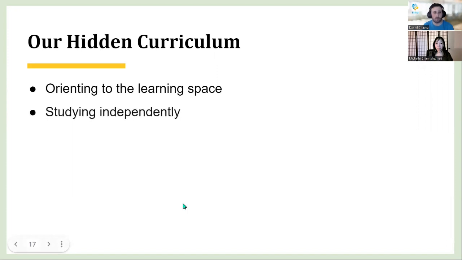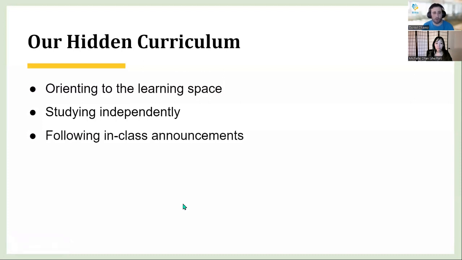As teachers, we believe that good students need to be capable of independent study. Broadly speaking, our teachers expect that students will take the initiative to study on their own, both during class time, could be during asynchronous or synchronous learning time, as well as outside of the classroom using those independent materials. We've also observed that students in our classes are expected to follow in-class announcements, to be mindful of what's happening in the school outside of the classroom time.